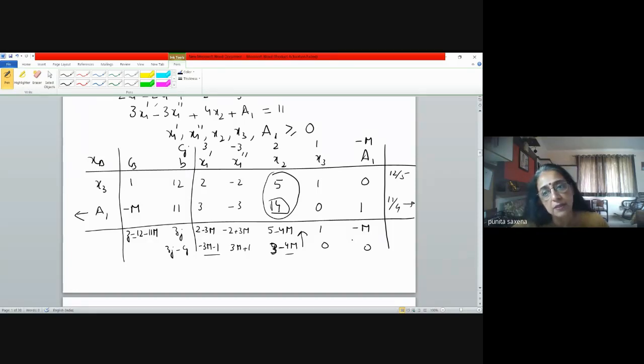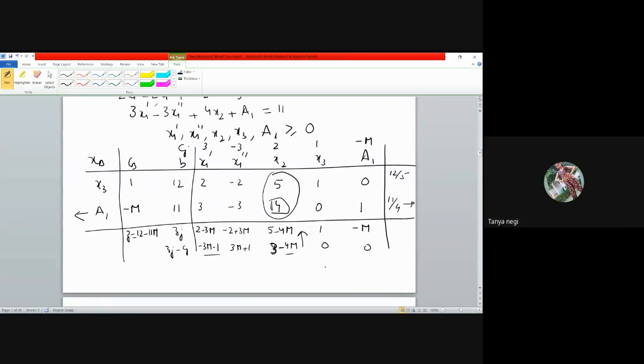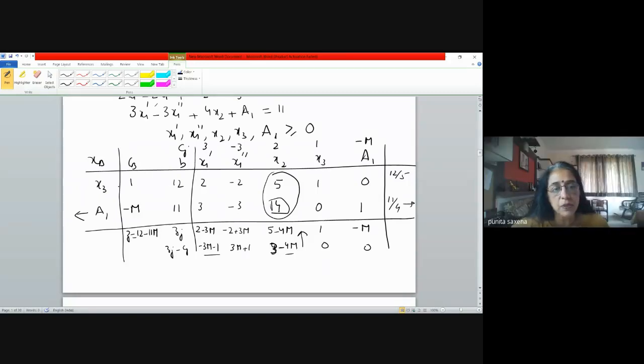Okay, so can you now proceed on? Can you complete this? Yes, ma'am. So now your basic variables will be x3, x2. In the next table, don't consider the column for a1 and just proceed on as we have done earlier.